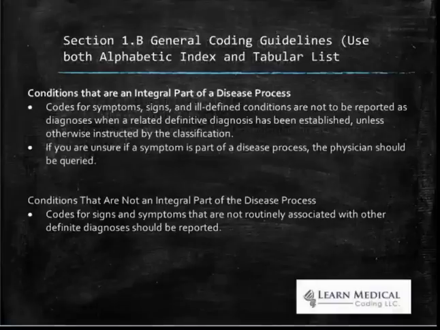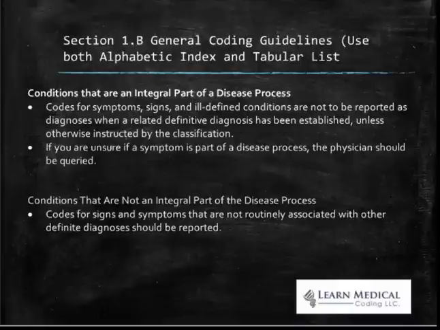Conditions that are an integral part of a disease process, you do not code separately, which means when a patient comes in and the patient has symptoms, and those symptoms are associated with the definitive diagnosis, you're going to code for the definitive diagnosis only. So if a patient is diagnosed with gastritis, that's a definitive diagnosis. But the reason they came in was because the patient was diagnosed with abdominal pain. The abdominal pain is associated with the gastritis, so you're going to code the gastritis only.